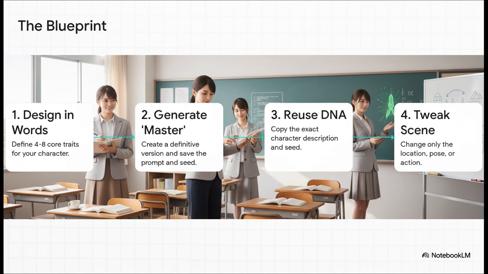2. Generate images until you get that one perfect master version. You know, the one that makes you go, yes, that's it. 3. You're going to reuse that character's description and that all-important seed number. And 4, this is the fun part. You only change the stuff around your character. The scene, what they're doing, the background, that's it.